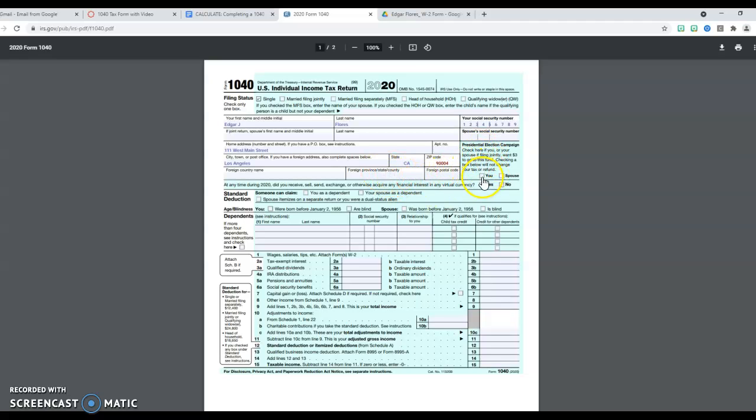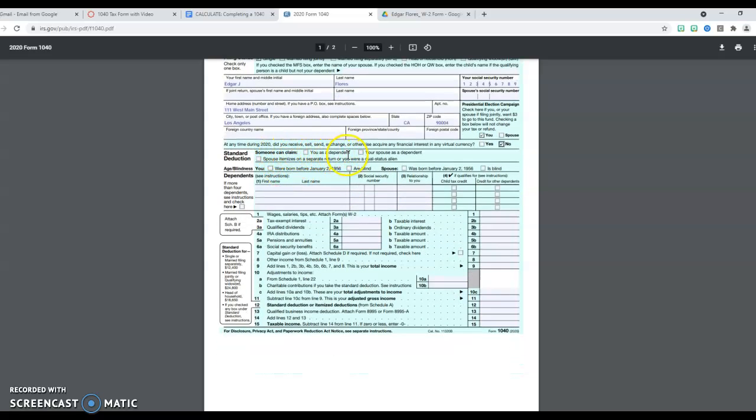He is not from a foreign country, so no country or state province. It does say he wants to give to the presidential campaign fund, so I'm going to put $3 here for presidential campaign fund. At any time during 2020 did you receive, sell, exchange, or otherwise acquire any financial interest in virtual currency? And we're going to say no. Can someone claim you as a dependent? Yes. His parents can claim him as a dependent.